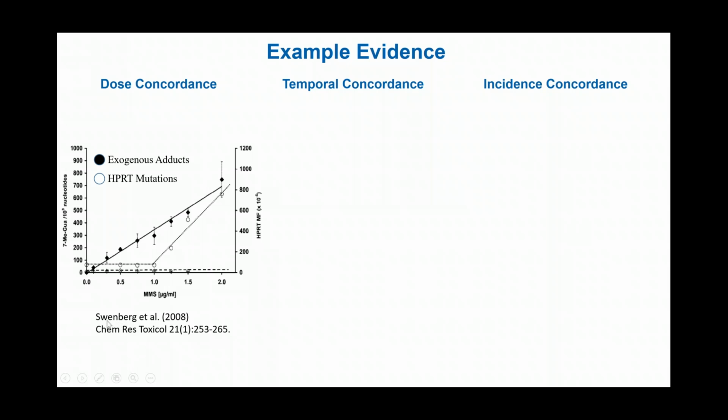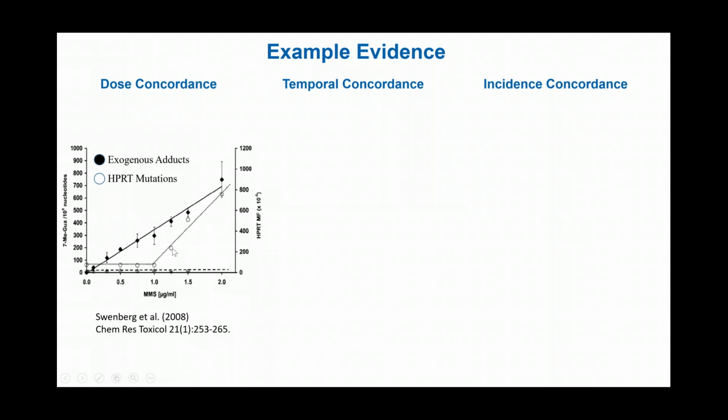This is a fantastic paper by Swinburne et al. in 2008, which is a great demonstration of dose, and it could also be converted into incidence concordance. So in this plot, you'll see adducts are displayed with diamonds, and mutations are shown in the open circles. We begin to see adducts right off the bat following an MMS exposure, but it's not until we surpass a certain concentration that we begin to overwhelm.